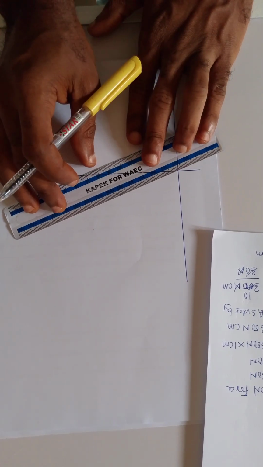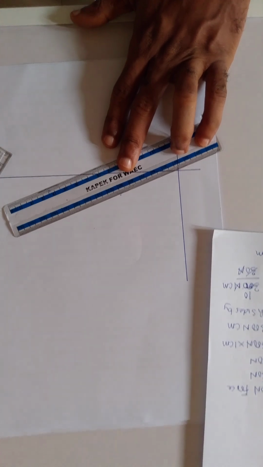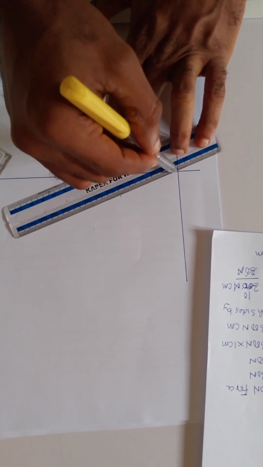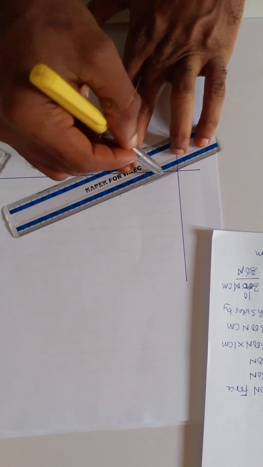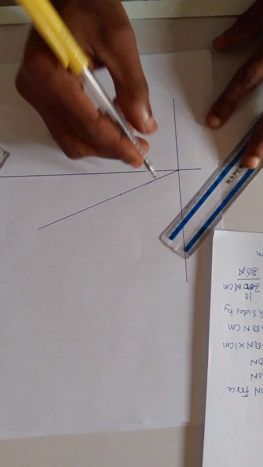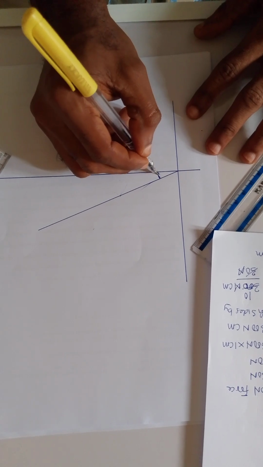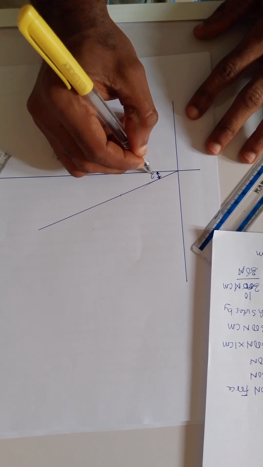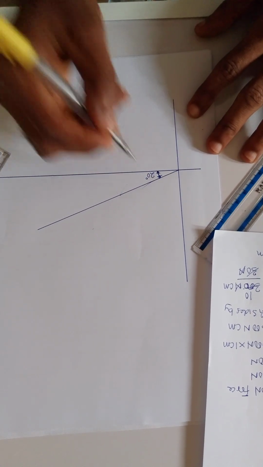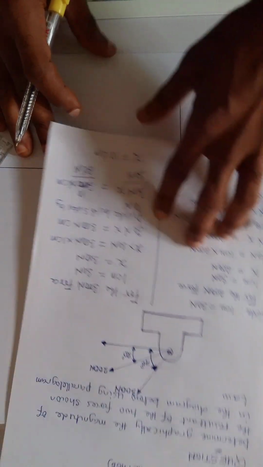So I draw a straight line to pass through it. So we can now say that this is 20 degrees, because our 200 Newton force is 20 degrees to the horizontal, as was given here.